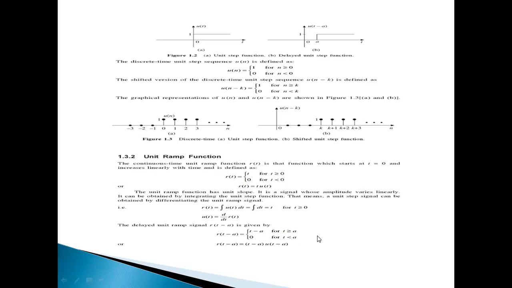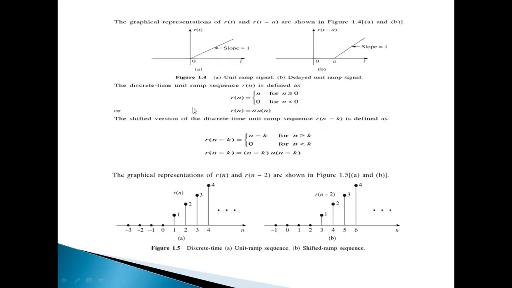And in the delay function also, the relation between step and ramp is r of t minus A is equal to t into u of t, where now t is replaced with t minus A: (t minus A) into u of t minus A. Shifting A samples, a number of samples. Now see the graphical representation here. What is the graphical representation?